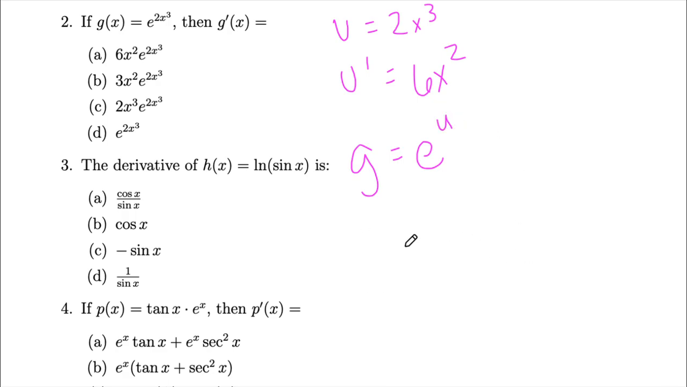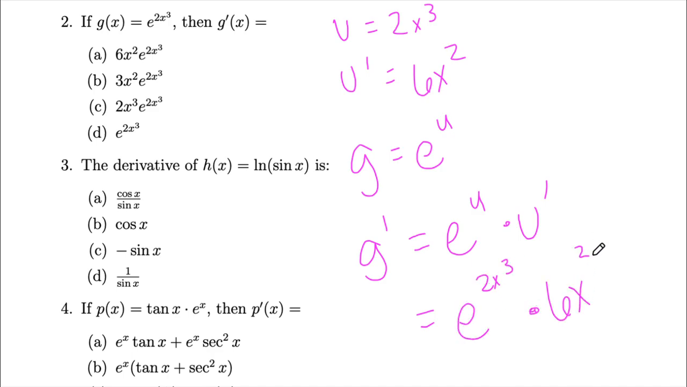Now I'm going to rewrite g in terms of u, so that would just be e to the u. Now I'm going to take the derivative of g using the chain rule. So I'm going to get g prime equals e to the u times u prime. Now I'm going to plug back in. This would give me e to the 2x cubed times 6x squared. And again, cleaning this up and simplifying, I would get 6x squared times e to the 2x cubed, which would be answer choice A.